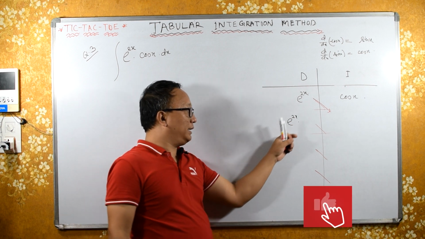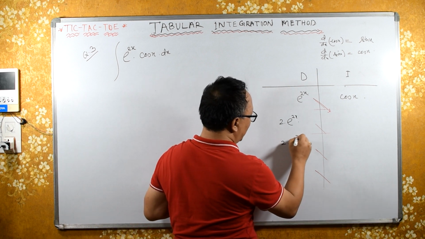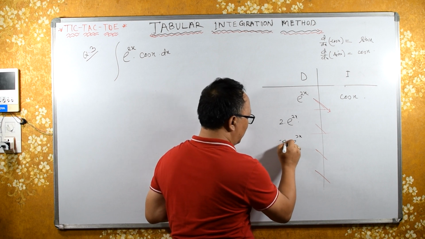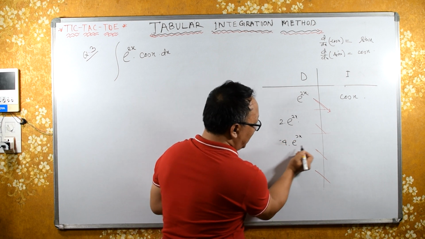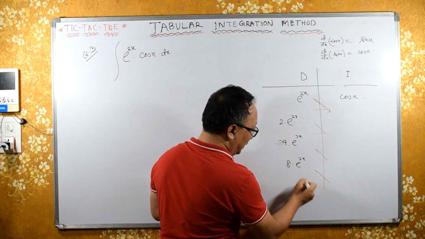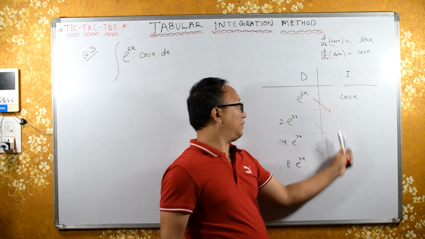Again, if you differentiate this with respect to x, you get 2 into e raised to 2x, and again differentiating 2x with respect to x gives 4. And again you differentiate this, 8 e raised to 2x, and it will keep on going. Now look at the integral part.